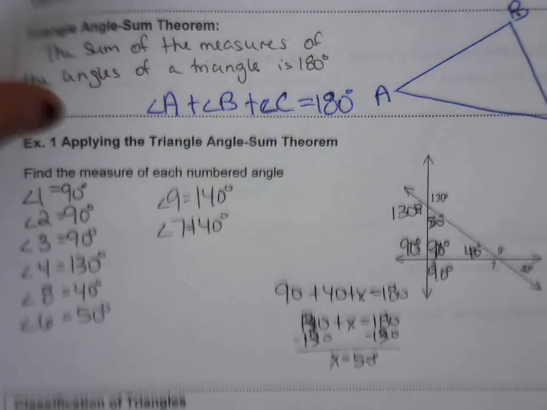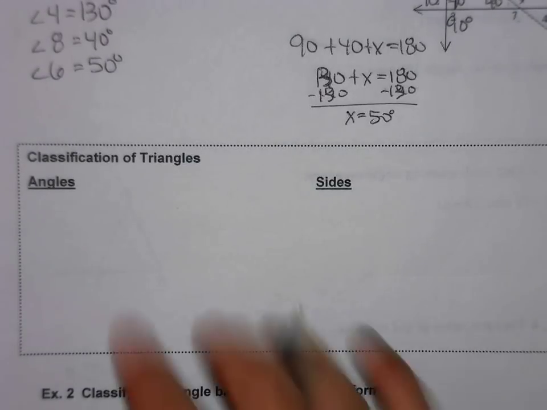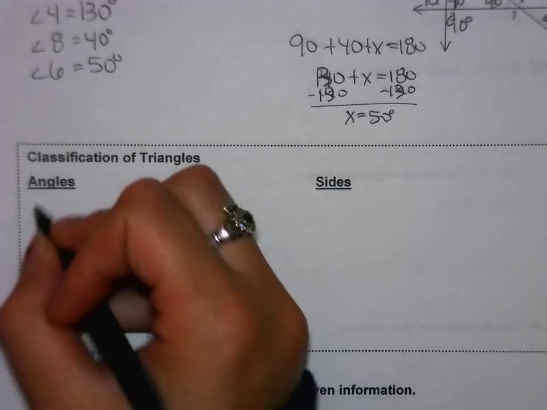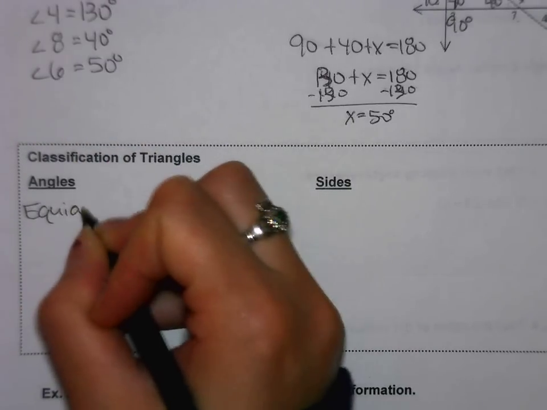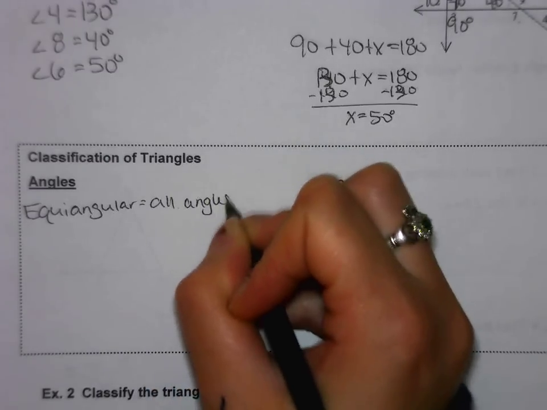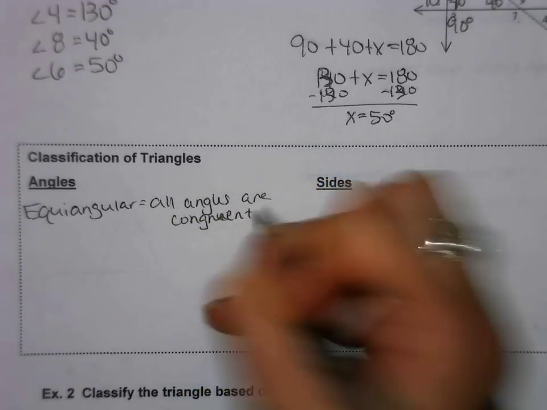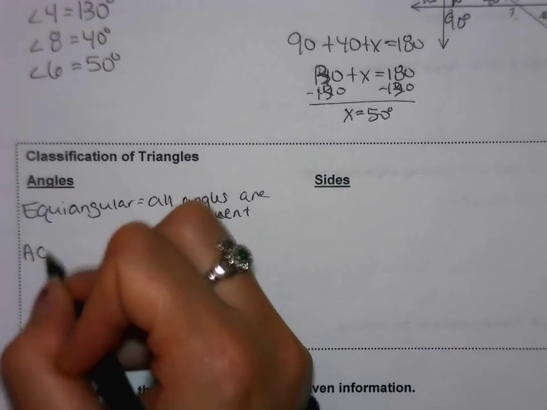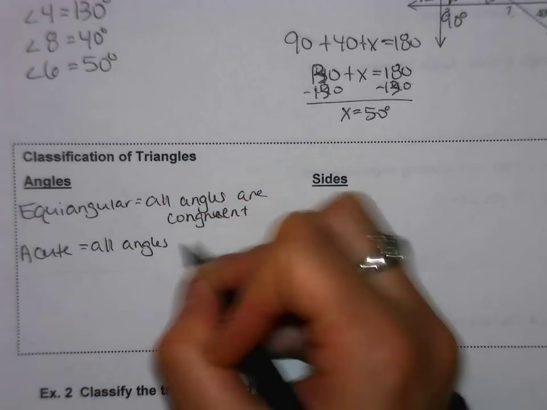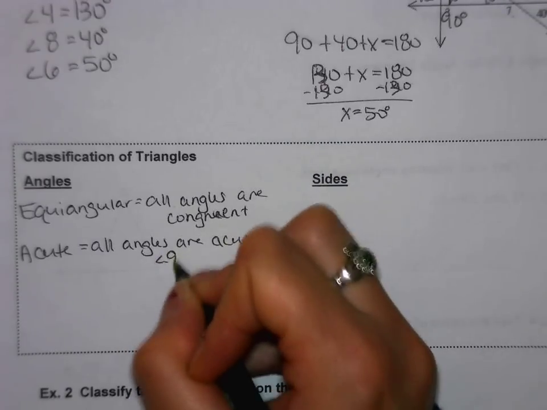Still sticking with triangles, let's look at the different ways we can label and classify a triangle. We can label them and classify them based on their angles and their sides. Angles, we can have equiangular, which means all angles are congruent. Remember, the other word for congruent is equal. We can have an acute triangle, and that means all angles are less than 90 degrees, so they're acute.